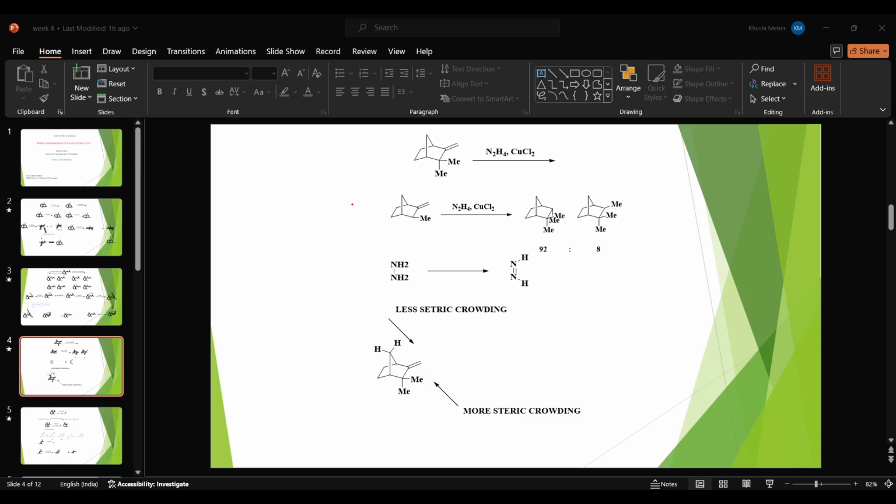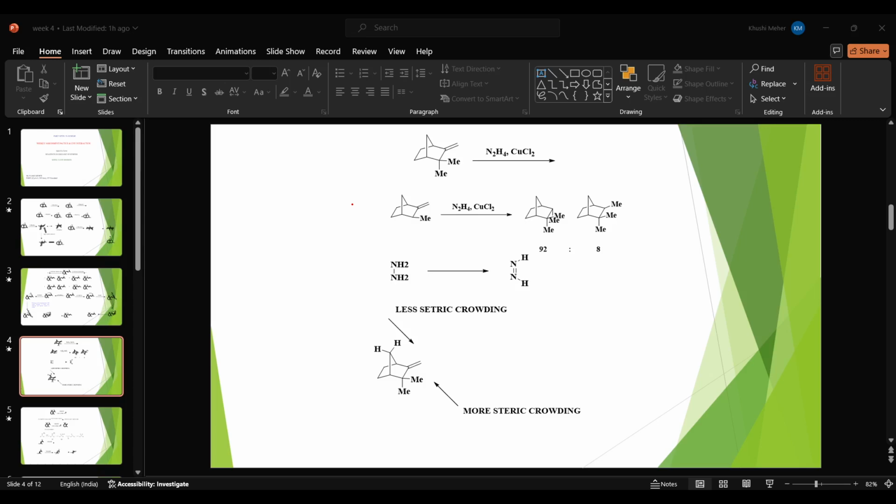It may be possible from both phases also, but it will depend on the other carbon. If there is any chiral center or any bulky group, that bulky group only will decide which one will be preferred. But maybe you can put that bulky group in the top phase or bottom phase also, that will be possible.